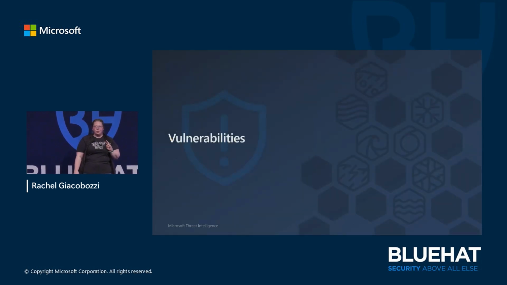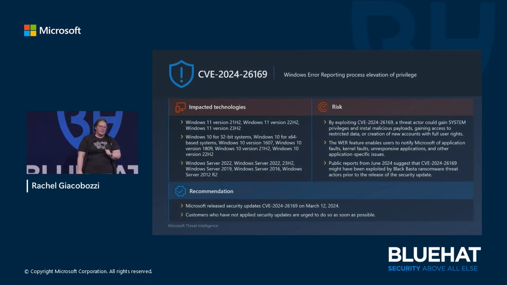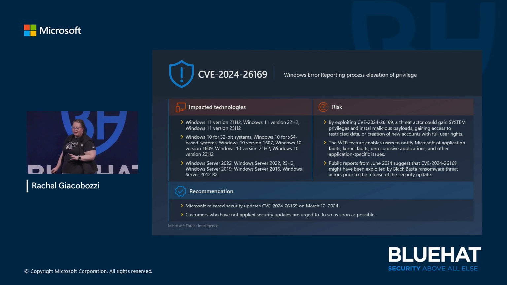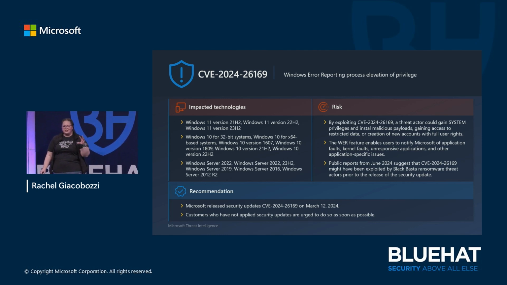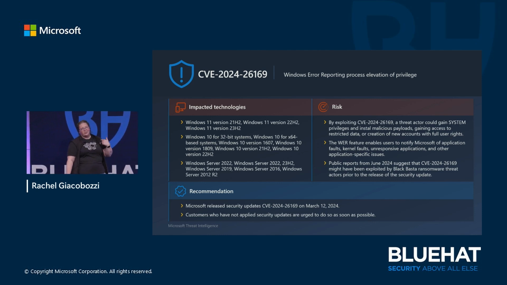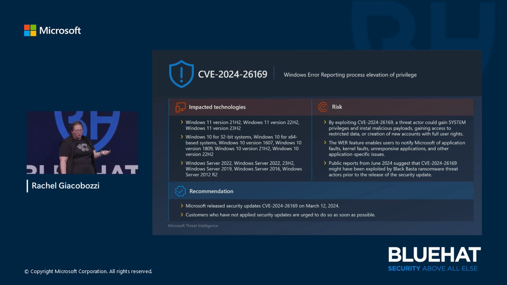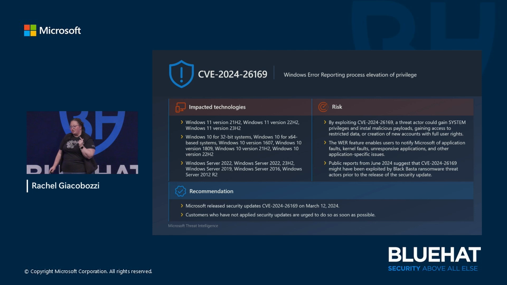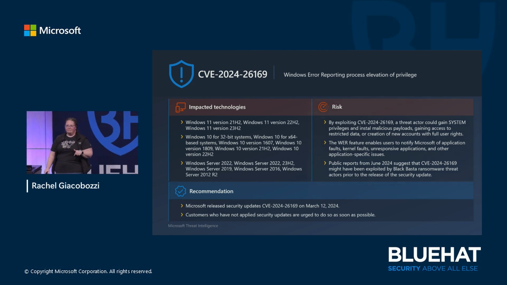All right, we're going to go through two vulnerabilities. It's going to be a little fast because vulnerabilities are very tech heavy, and here I just want to highlight how they're being used. So 26169 is an elevation of privilege vulnerability in Windows error report processing. This error report processing enables customers to notify Microsoft of application faults and app-specific issues. Any threat actor that exploits this would gain system privileges and could install malicious payloads and gain access to restricted data. And in June of 2024, we saw Black Basta ransomware affiliates use this vulnerability for initial access.